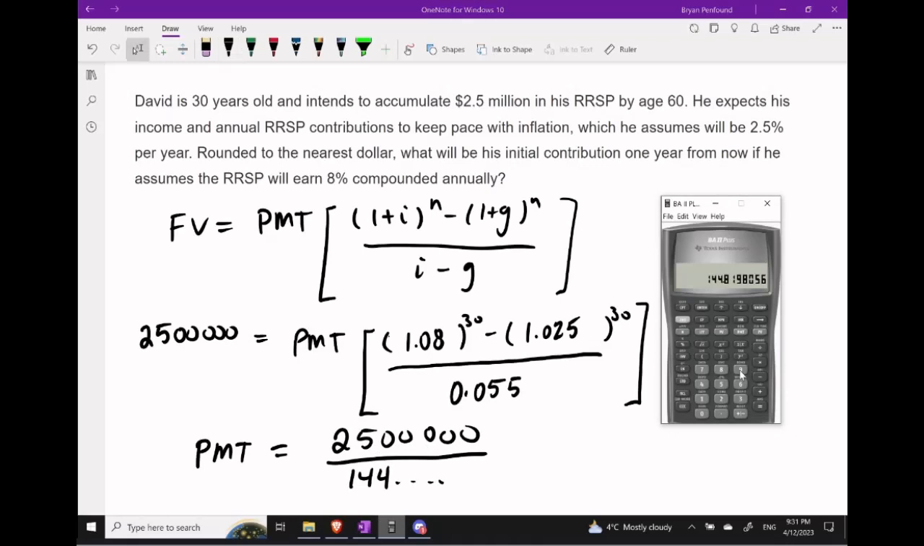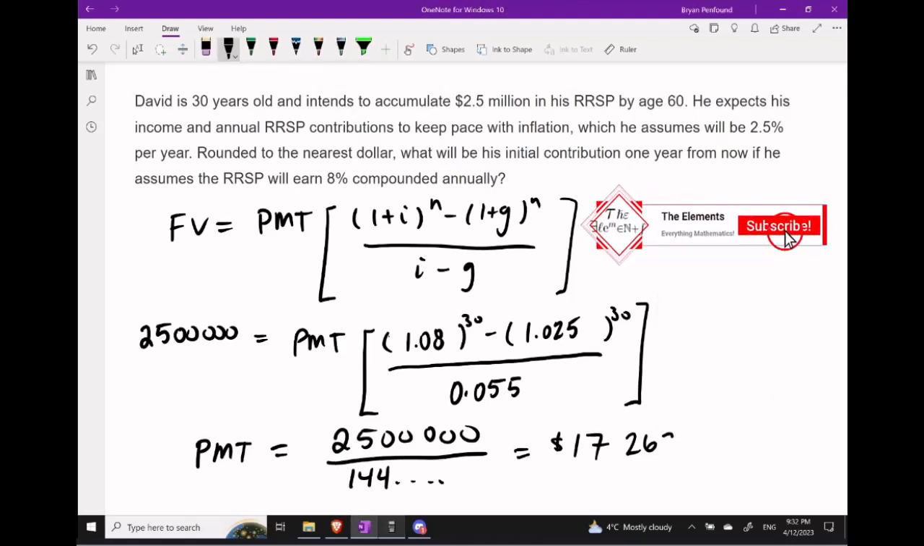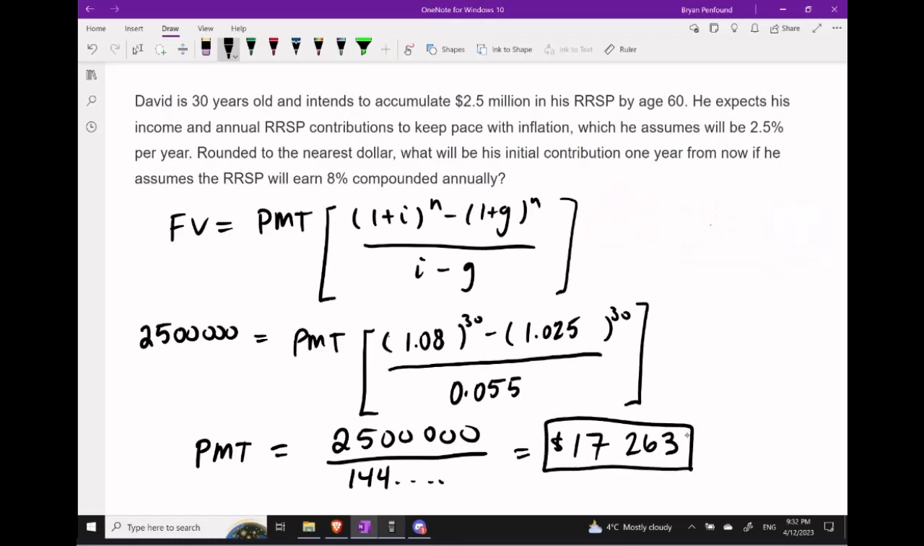There's a couple different ways we can do this. We can use, for example, the 1 over x button and multiply. We can also take our 2.5 million and divide by second equals, which will recall back the last answer that we've done. And doing that division gives us $17,262.83. Now what we need to do is round this to the nearest dollar, so let's go ahead and round that up to $17,263.